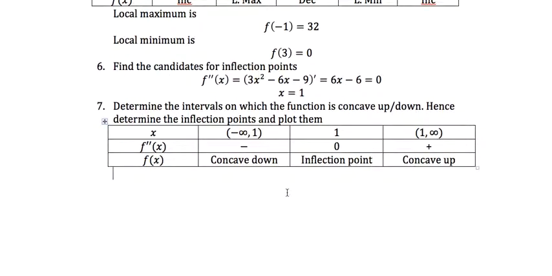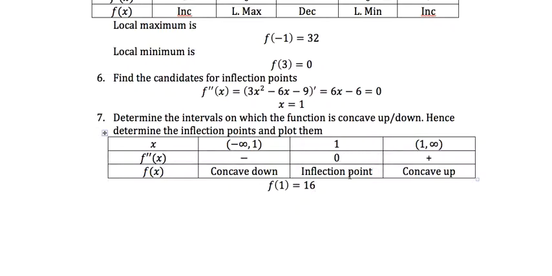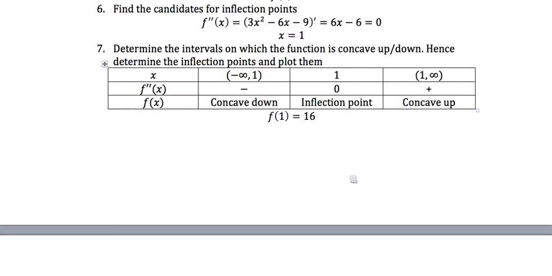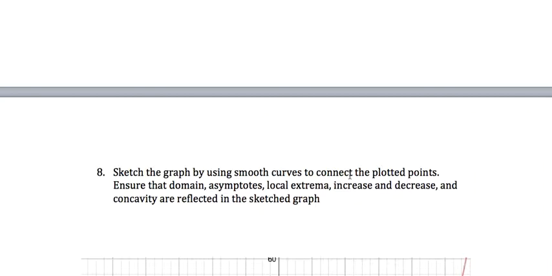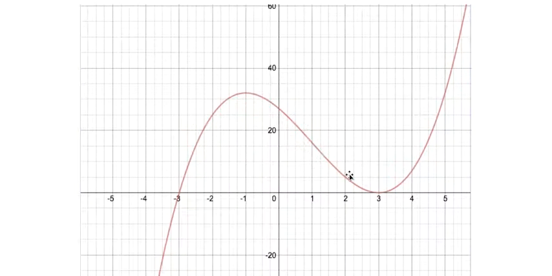Okay, so for the inflection point, we need to calculate its y coordinate, which is f(1). So f(1) is easy to calculate. That will be 16. We can calculate f(1) equals 16. After we have done these 7 steps, we have all the information we need to sketch the graph. So we connect all those points, we will get the graph like this.